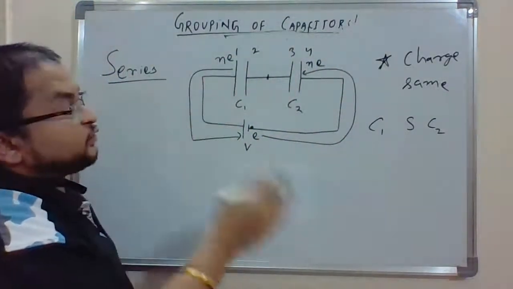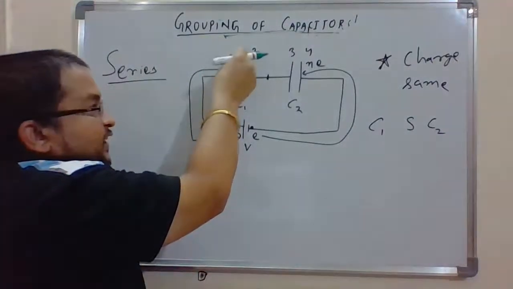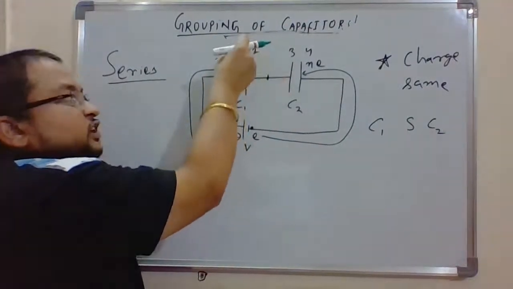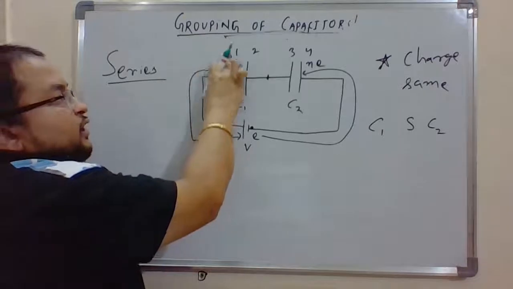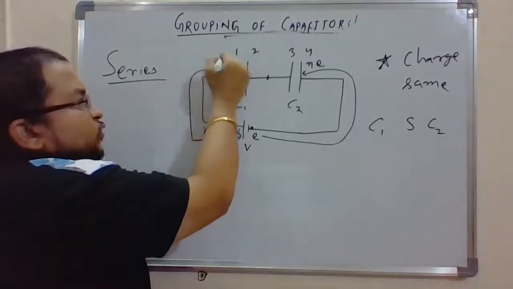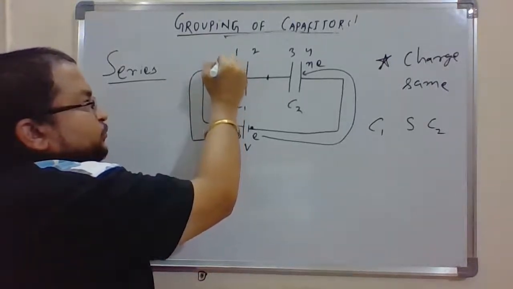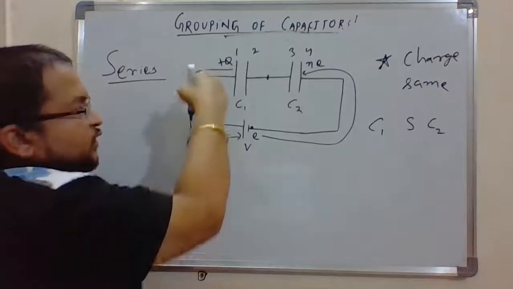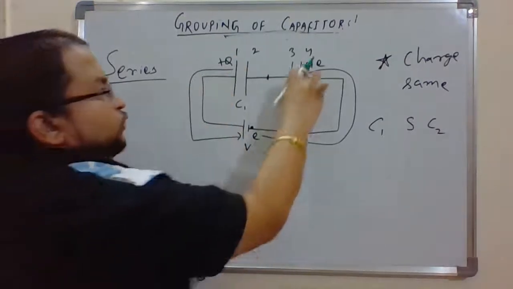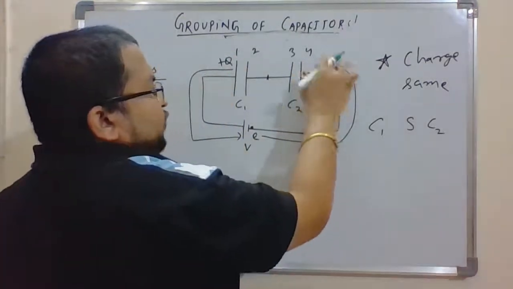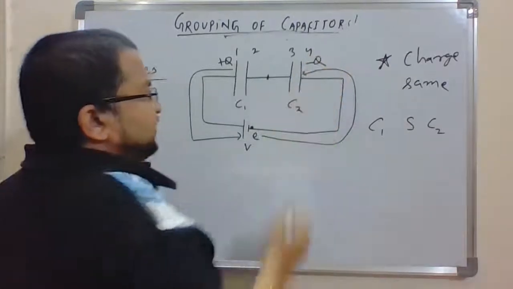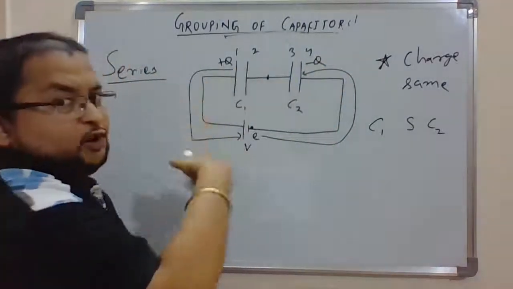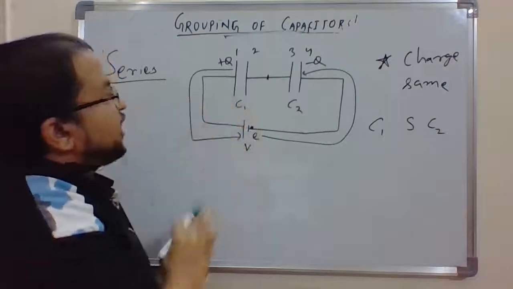Now we know charge is quantized. So if n into e electrons have come out of plate 1, then obviously this one would have attained some charge plus q. If this has got charge plus q, what would be the charge on plate 4? It will obviously be minus q, because the same Ne has got transferred, right?